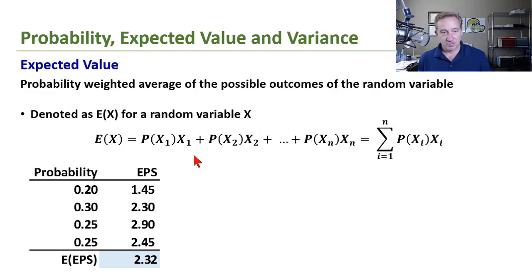And then we just have the expected value. So the expected value is the probability weighted average of the possible outcomes of a random variable. Extremely common, right? The expected value of x is equal to the probability of x sub 1 multiplied by its value plus the probability of x sub 2 multiplied by its value, and so on. So extremely simple example here.